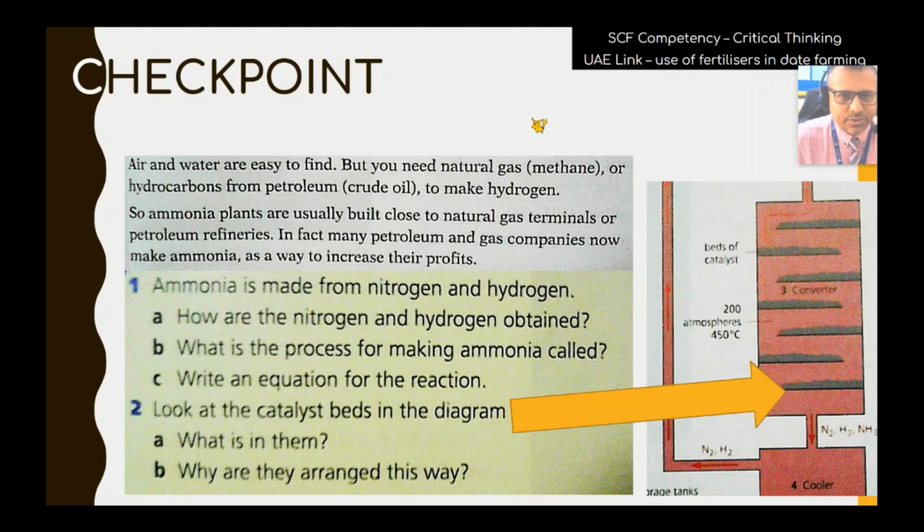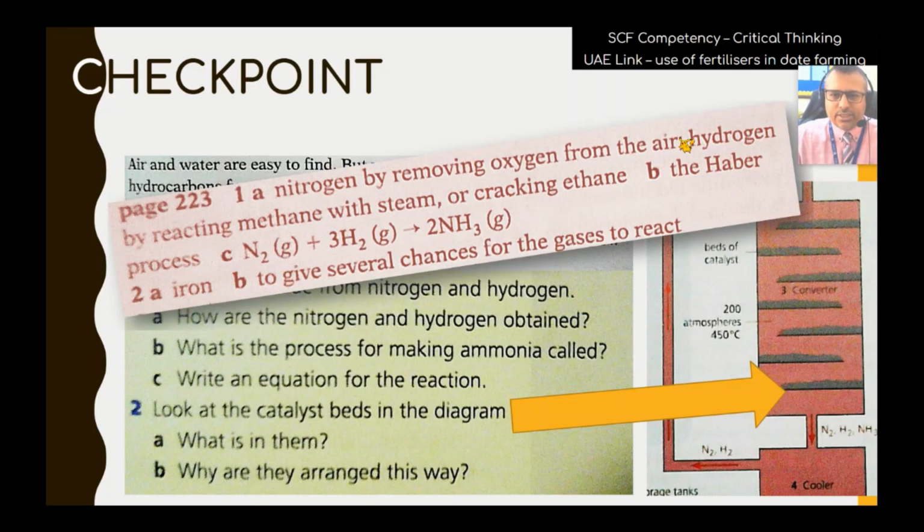Okay, so before we answer those questions, we need to make sure that we complete this by thinking about where you would build an ammonia plant. You'll build an ammonia plant pretty much close to a natural gas terminal. Why? Because you need natural gas for your hydrogen. And many petroleum and gas companies now make ammonia as a way to increase their profits. So we wouldn't be surprised if a company like ADNOC would be looking at investing in this industry.